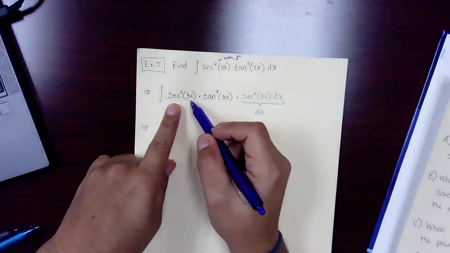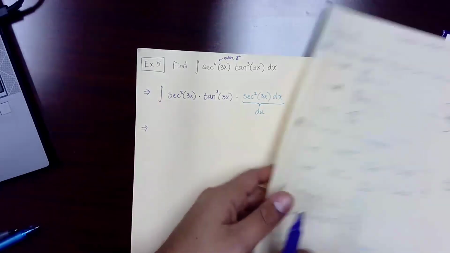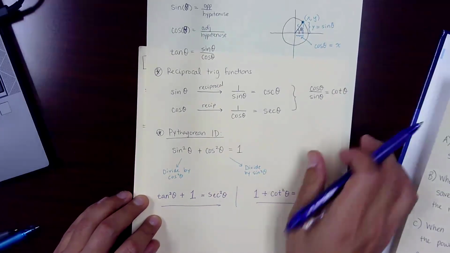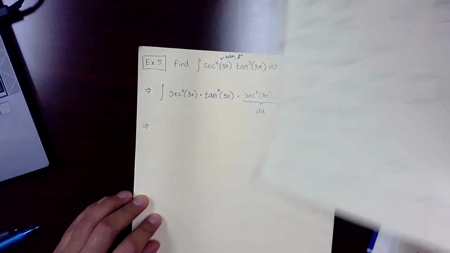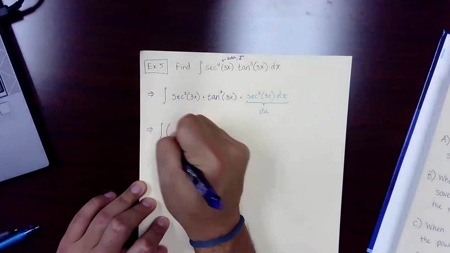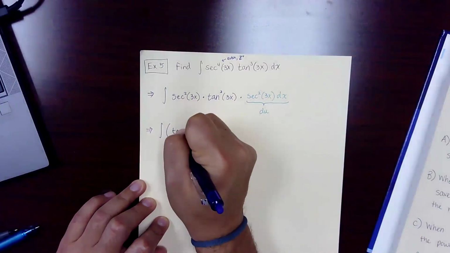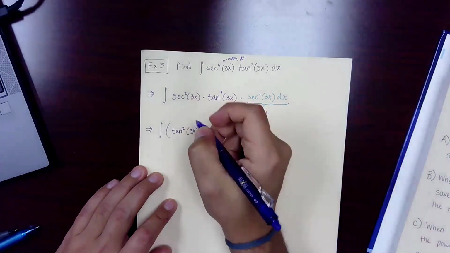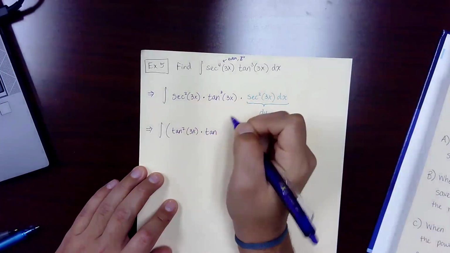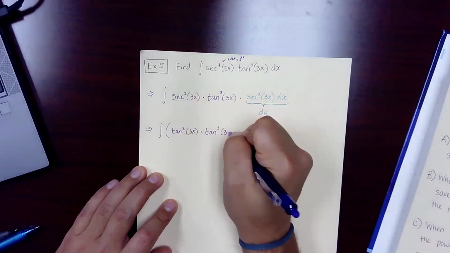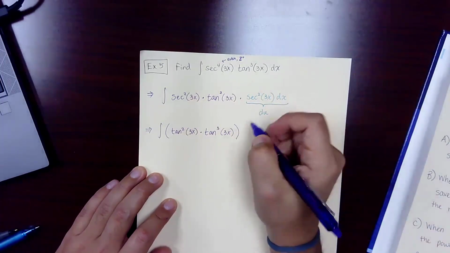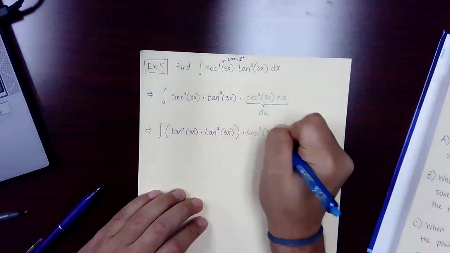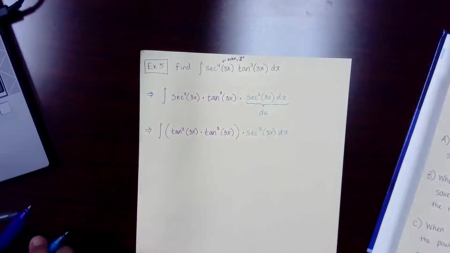Then we want to turn everything in terms of tangent. But we have an identity for secant squared. If I bring back this set of identities that I have over here, secant squared theta is going to be tangent squared theta plus 1. So this guy here can be tangent squared of 3x plus 1, because 3x happens to be playing the role of theta here, times tangent cubed 3x. And then we have our secant squared of 3x dx that shortly will be playing the role of du.